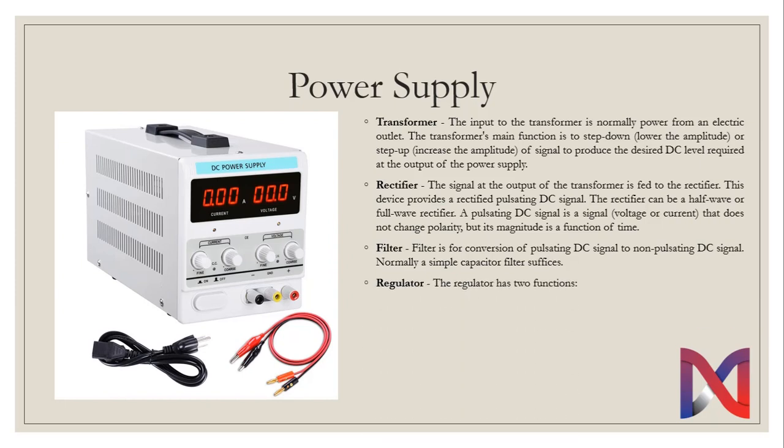The last part is the regulator, which has two functions. The first purpose of regulator is to smooth the signal from the filter, producing a DC signal with no ripple. The second function is to produce a constant voltage at the output.